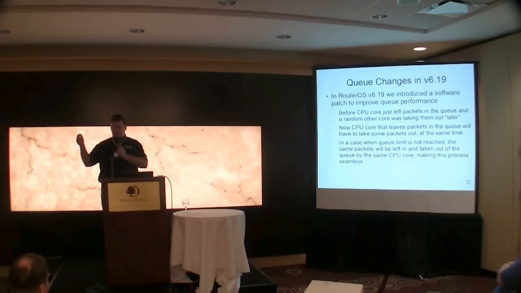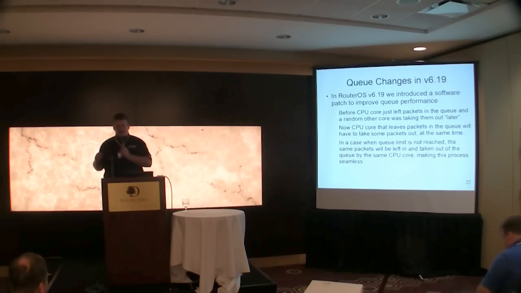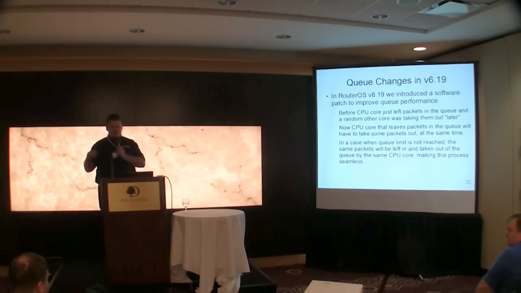Sounds very simple, but if you think about it, if the queue is not full, so it's not limiting anything or scheduling anything, then the CPU core will leave the packet and take the same packet out at that instant. So if you are not reaching your limits, your queues will work seamlessly. This is changed for 6.19, and it is only for simple queues because we haven't gone into Q3s yet. So your simple queues should work much faster because of this patch.